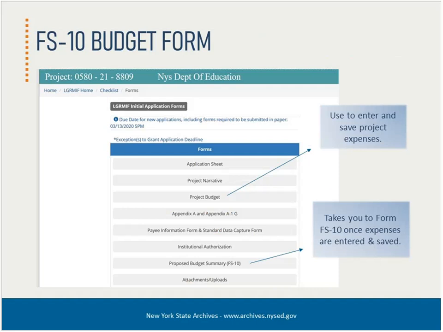Once you've completed data input for the proposed budget and you hit Save, you can return to the initial application menu and click on the option for Project Budget Summary FS10, which is the second option down in the slide image. This will allow you to view your budget form and print it out.